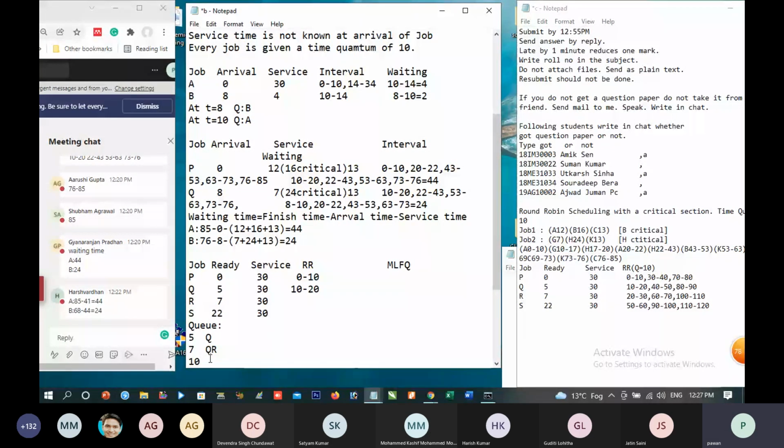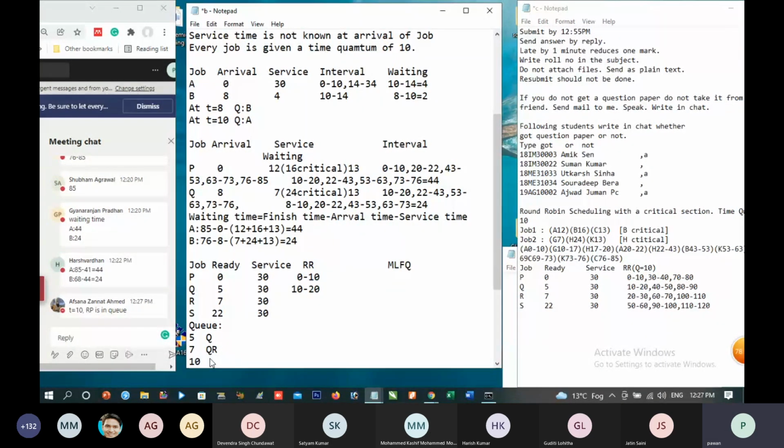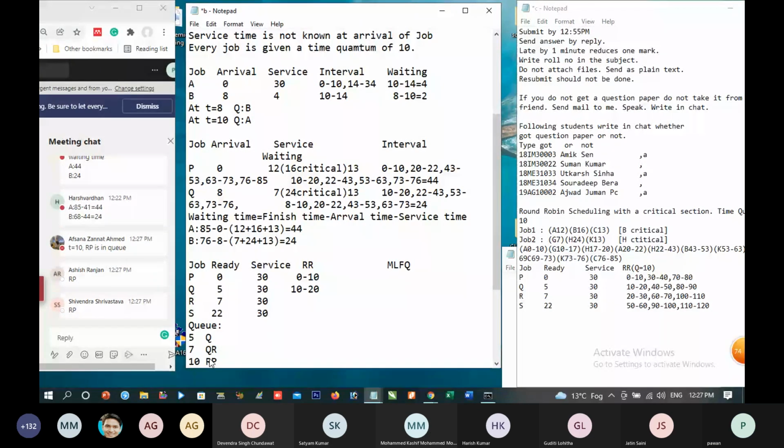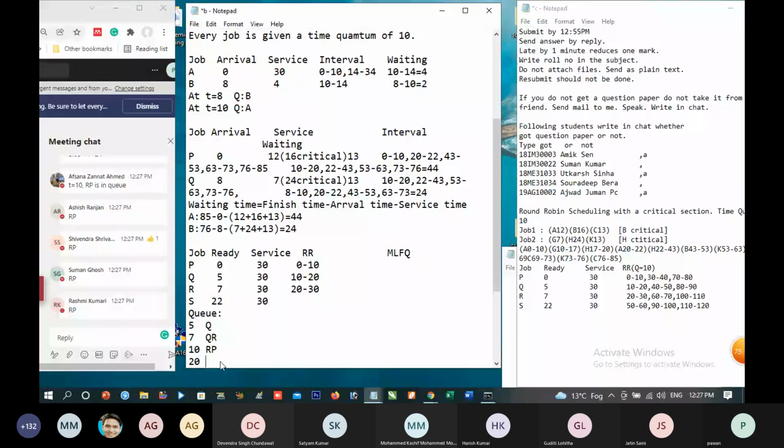In the queue, R will be there in the beginning and P will be afterwards. That is correct. R and P is in the queue. Good. Now, at time t equal to 20 to 30, R will be served. So what will happen at time t equal to 20? R will be taken out. P will be in the queue left out only.